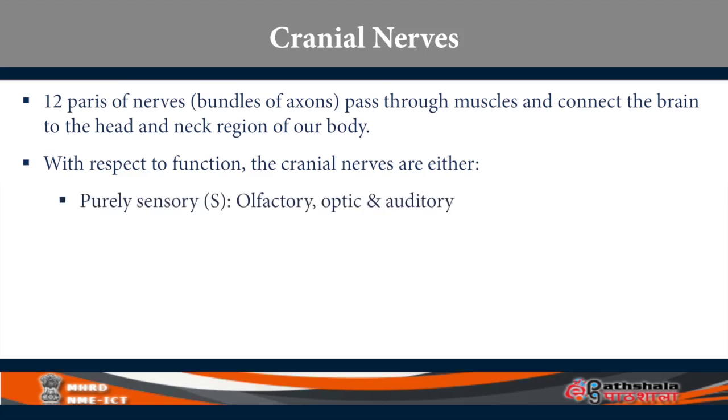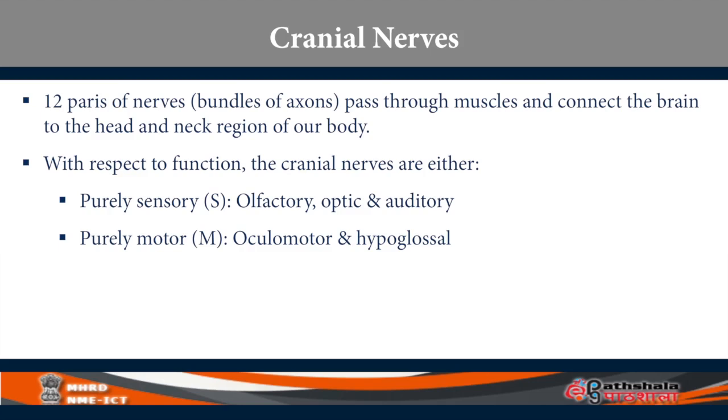Say for instance olfactory carries the sense of smell, optic carries the visual information, auditory takes the auditory information to the brain. These are all sensory cranial nerves. Purely motor cranial nerves help in movement. So oculomotor is involved in moving the eyeballs when you are reading. Hypoglossal is involved in moving the tongue. So these are purely motor.